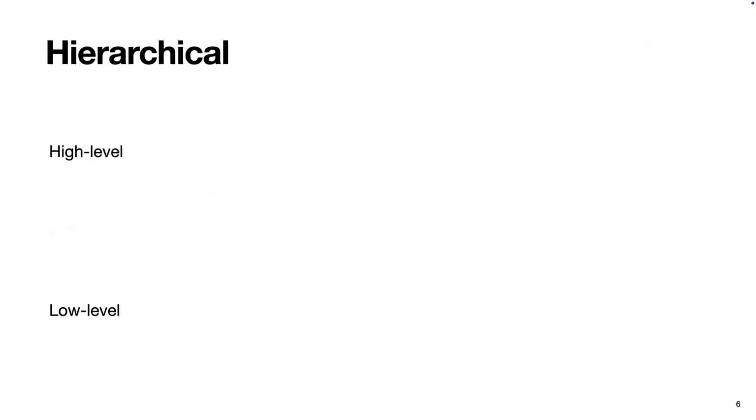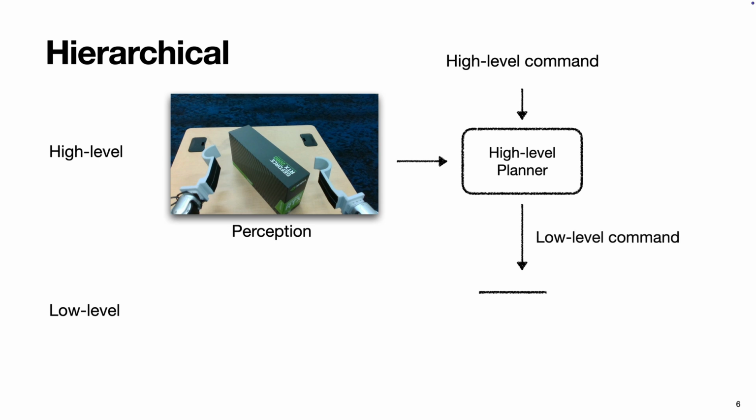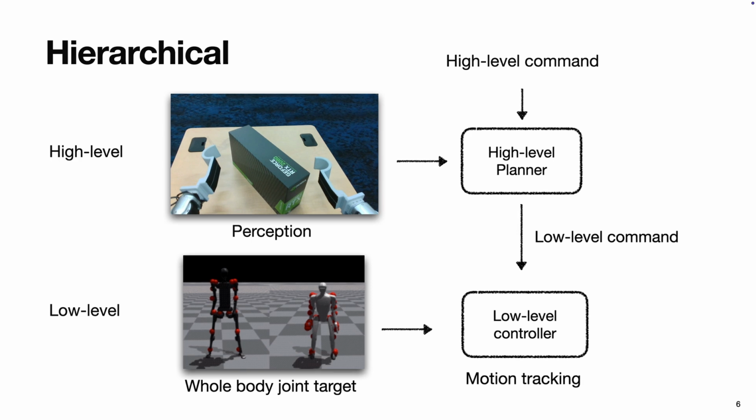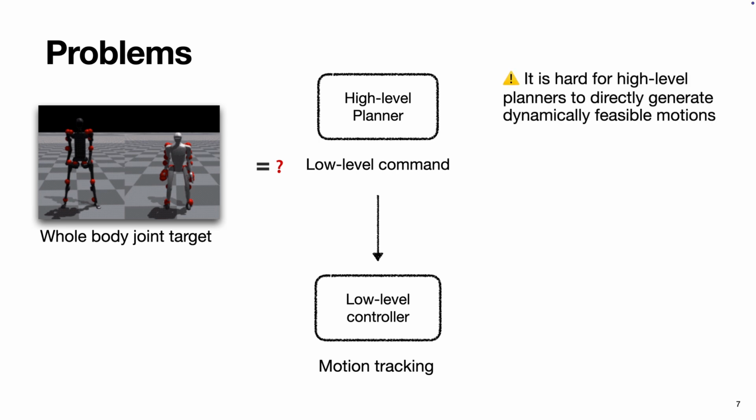In a typical hierarchical system, the high-level planner takes perception and task commands as input and outputs commands for the low-level controller. However, most existing humanoid motion tracking controllers require a full-body joint target as input. This raises a key question. Can a high-level planner realistically generate such detailed joint-level commands? Generating dynamically feasible full-body joint trajectories is extremely difficult for a high-level planner. This makes current low-level motion tracking policies hard to integrate with advanced high-level modules such as diffusion policies, vision language action models, or vision language models.